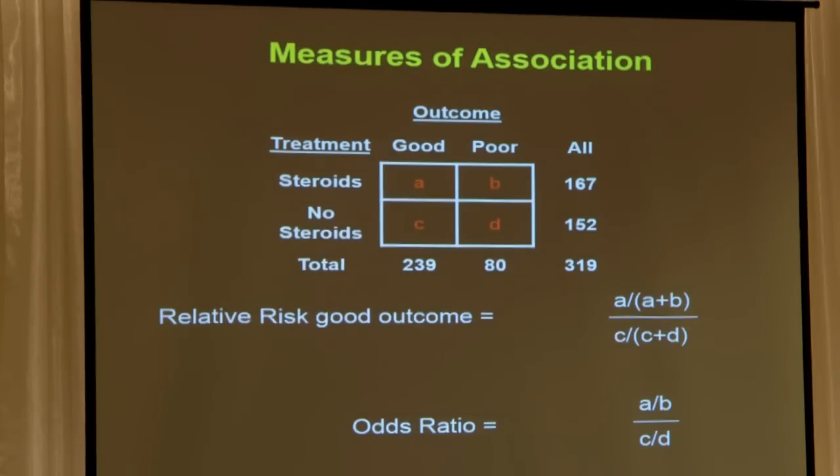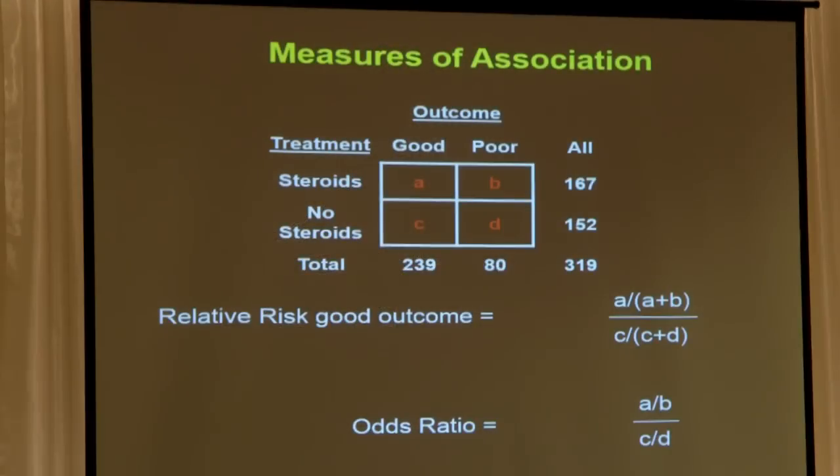It's one way. We can do a risk ratio. Some people call it a relative risk. And this is looking not at odds, but at risk. So the risk of a good outcome in people with steroids is A, the good outcome, over the entire group, A plus B. And then to get the ratio, you look at the risk in the group of patients who didn't get steroids. So, a risk ratio.